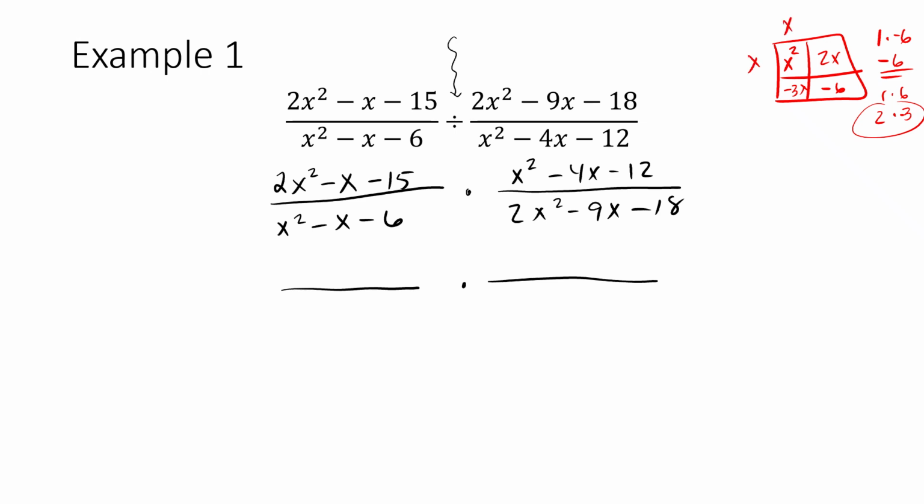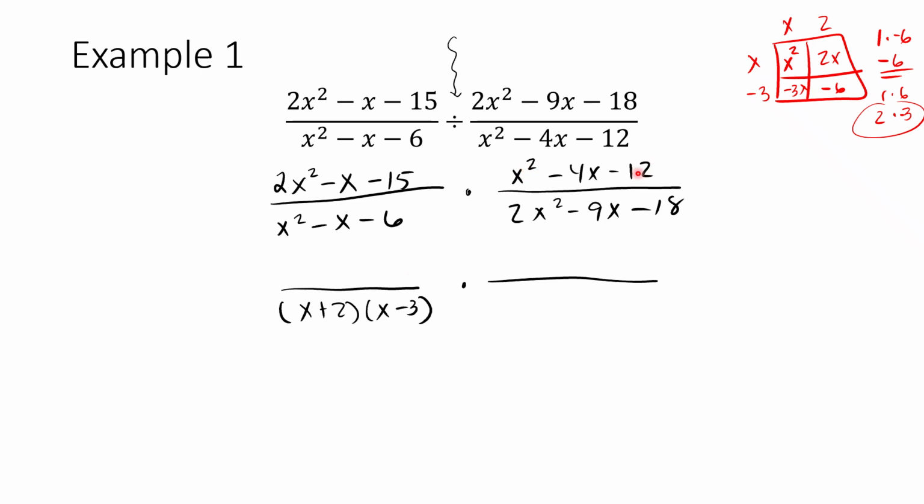X times x is x squared. That's a 2, that's a negative 3. Double check everything, make sure all the boxes multiply. They do. And so this factors into x plus 2, x minus 3. Okay. Where do we want to go from here? I am going to go up here.